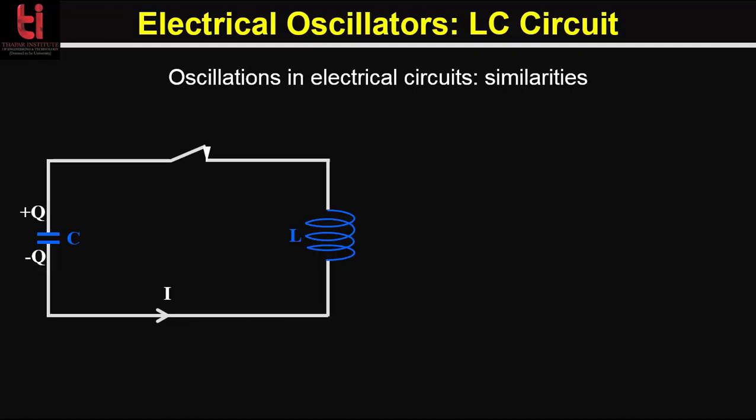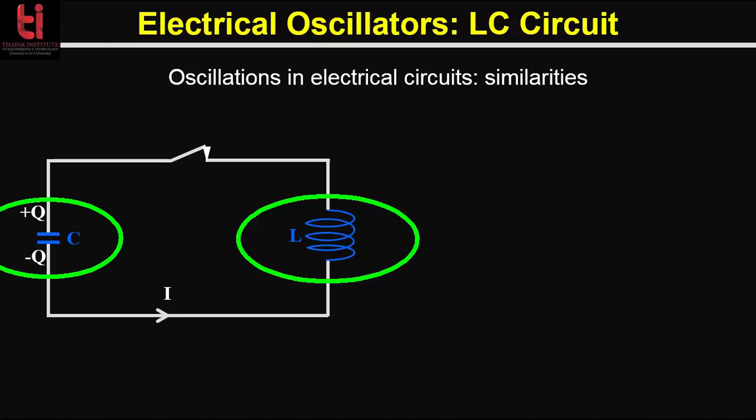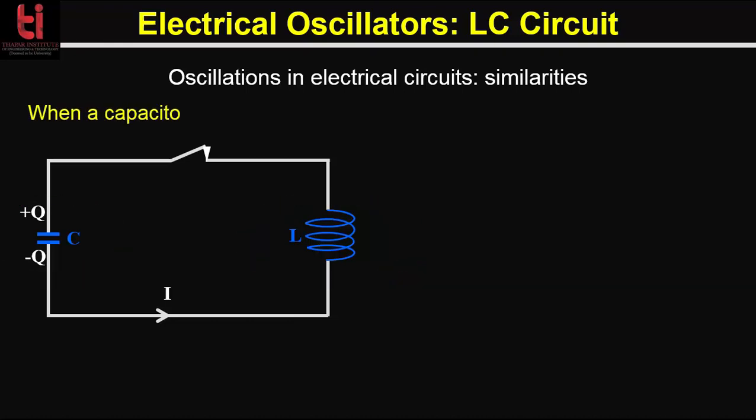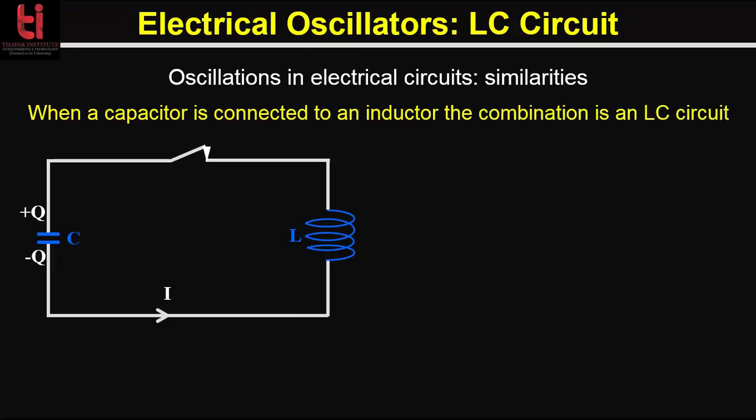This figure shows an electrical oscillator consisting of an inductor L and a capacitor C connected in series. When a capacitor is connected to an inductor, the combination is an LC circuit. As I explained in the previous lecture, we start with an idealized situation. That means we consider that the resistance in the circuit is zero. If you think about the mechanical system, this is analogous to the assumption that there are no frictional forces present in the mechanical system. Now, coming back to this LC circuit, initially the switch is open and the capacitor is charged to a voltage V.